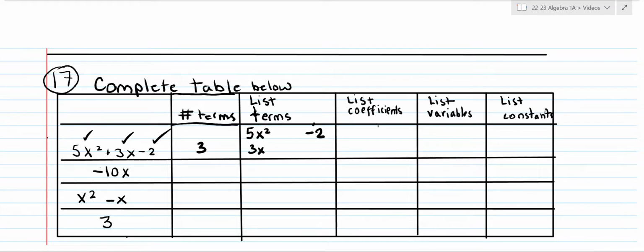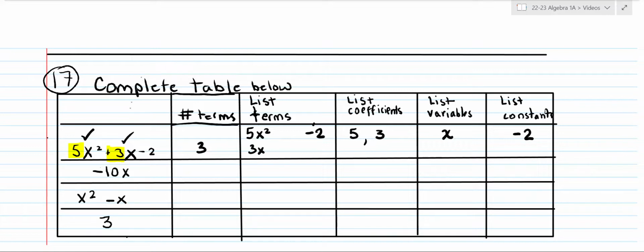List the coefficients. Only 2 of them have variables. The first one has a variable, and the second one has a variable. The coefficient is going to be the number in front. So the number in front here is a 5, and the number in front here is a +3. So the coefficients are 5 and 3. The variable is going to be x, and the constant here is -2.